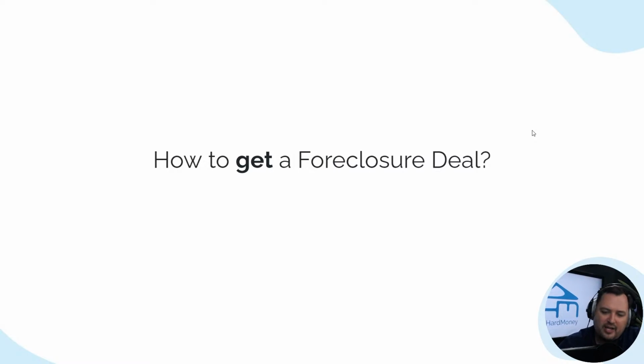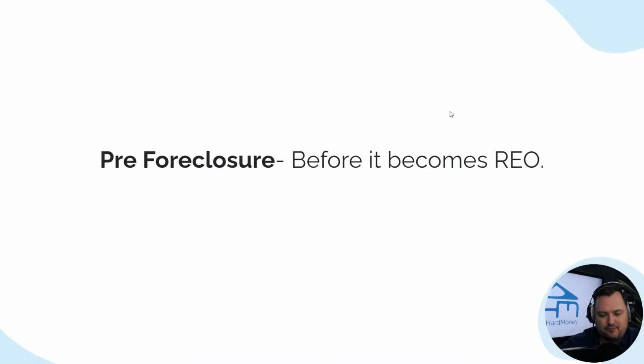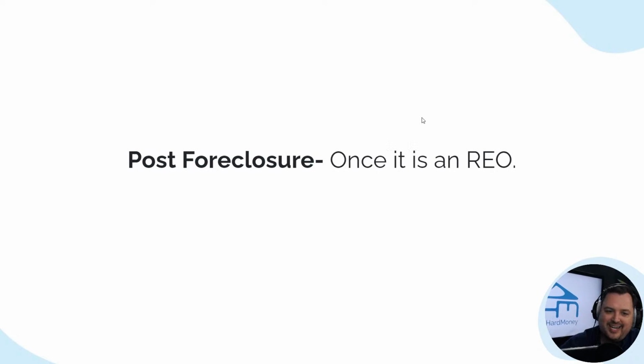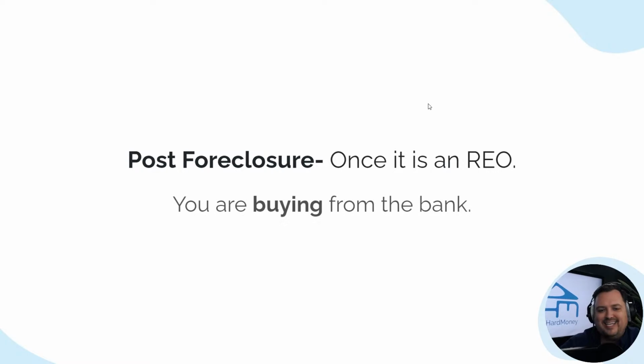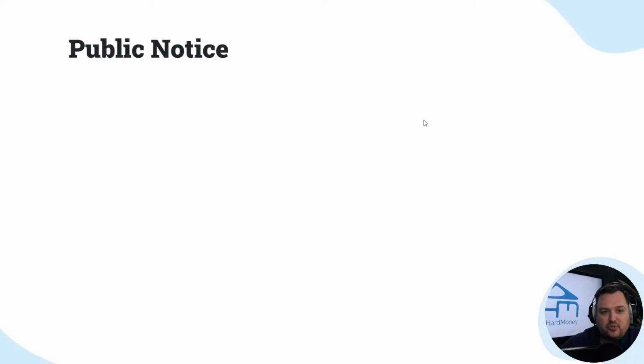So let's get into the meat and potatoes of this then. You understand the process now. So how can you actually get some foreclosure deals? Well, first off, there's what's called the pre-foreclosure phase. This is before it becomes an REO, or real estate owned. Then you have the post-foreclosure phase, and this is once it is an REO. In this situation, you're actually buying from the bank, but you could be buying from the bank before the bank actually lists the property on the multiple listing service with an agent. So there's a great opportunity here.